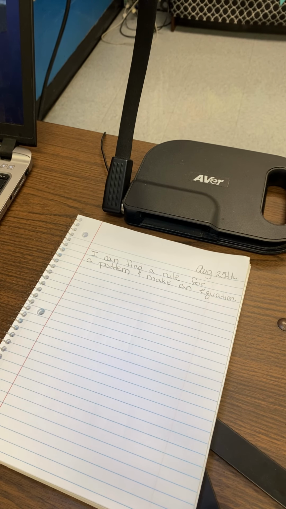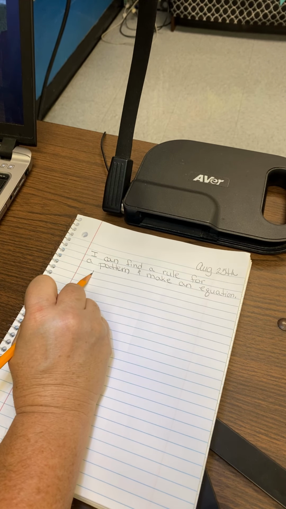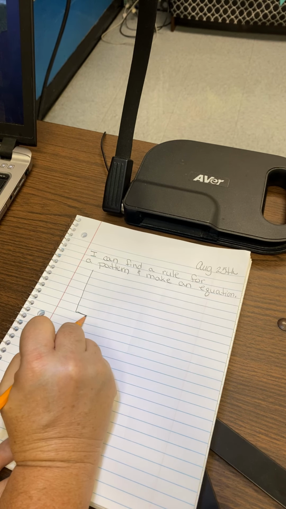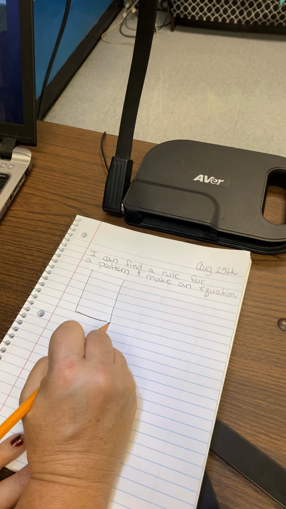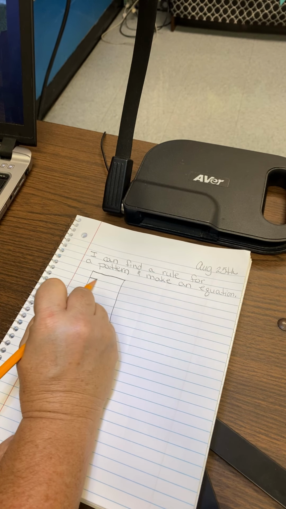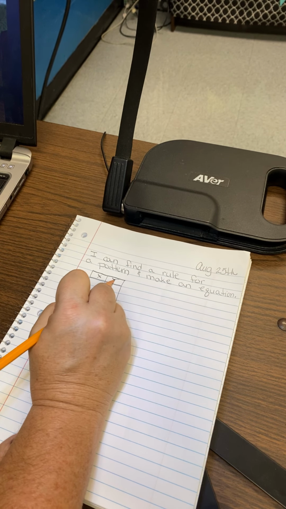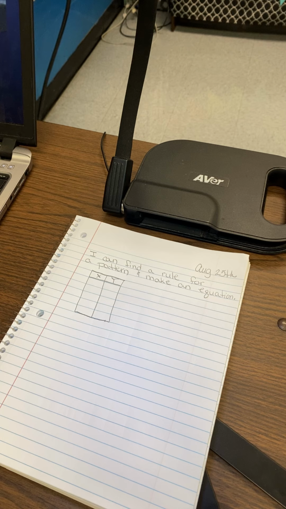All right. So I'm going to start with drawing my box, and inside of my box, I'm going to have 6 lines. So I'm going to go down 6. So 1, 2, 3, 4, 5, 6. And I'm going to go ahead and make my rectangle with my X and my Y inside of it.